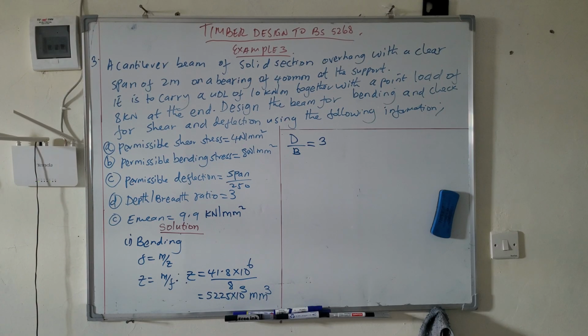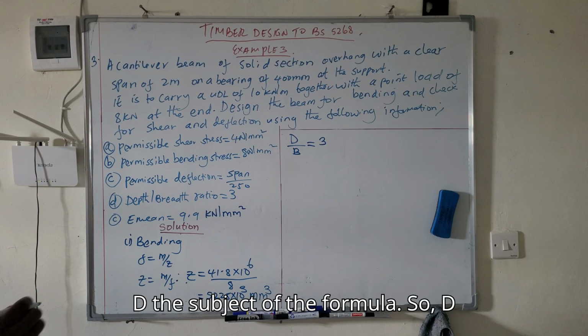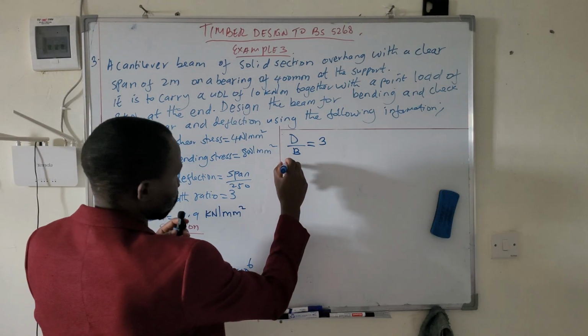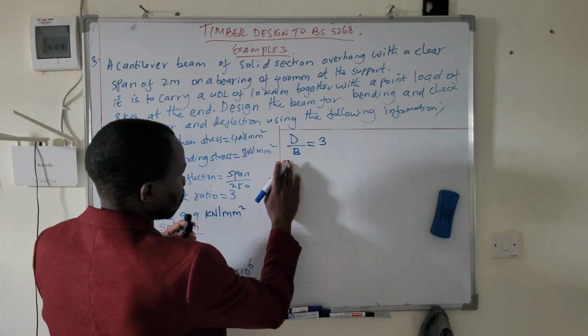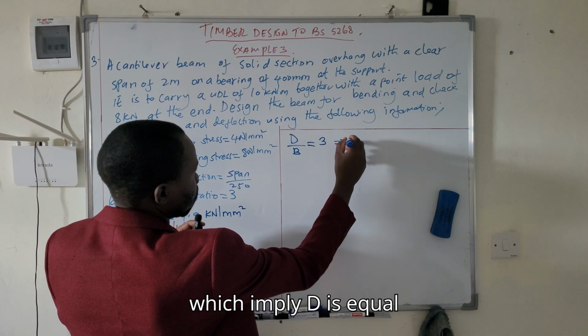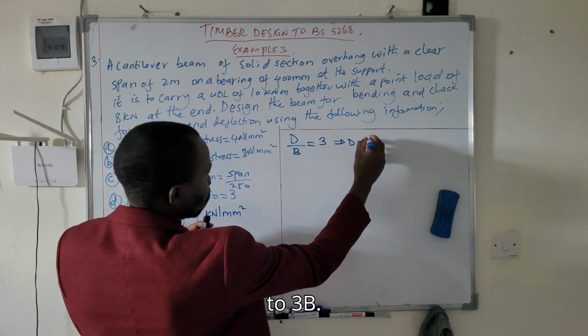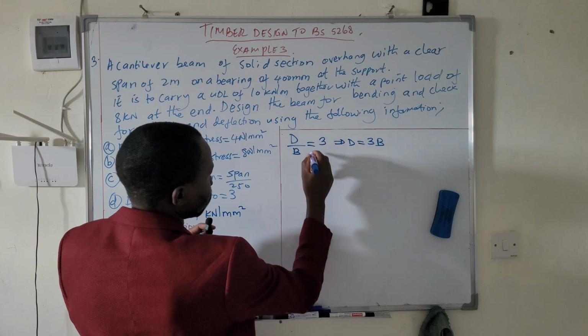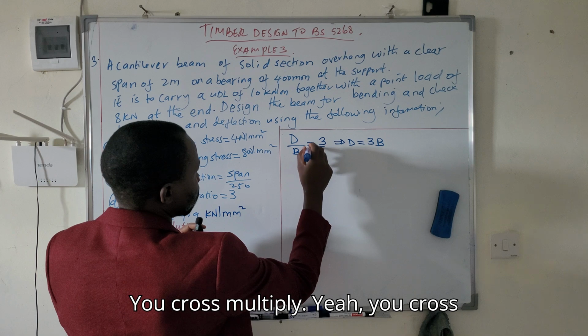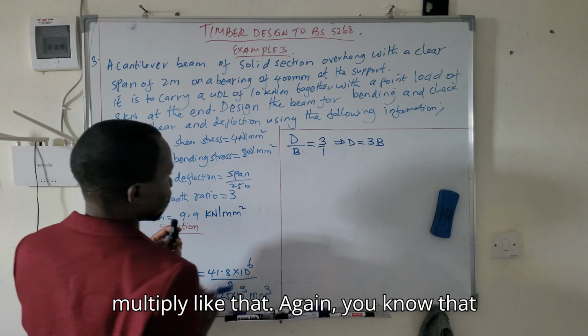So let's make D the subject of the formula. So D, which implies D is equal to 3B. You cross multiply like that.